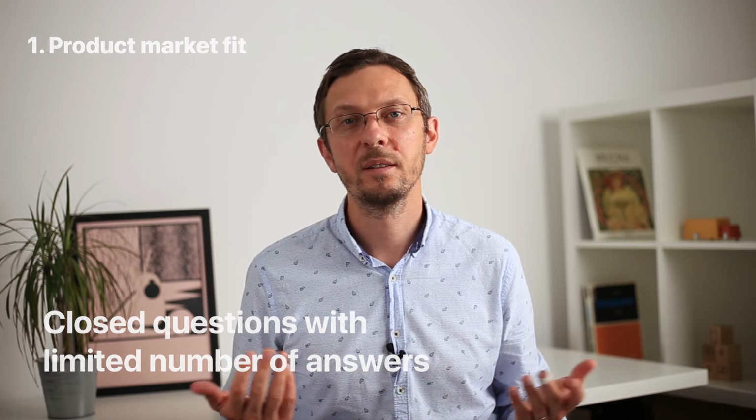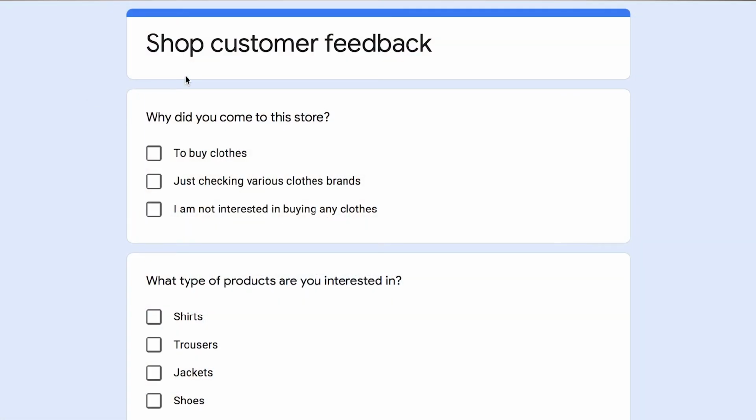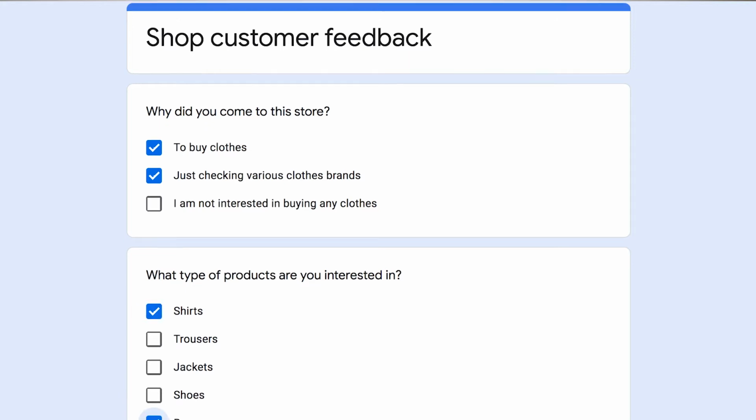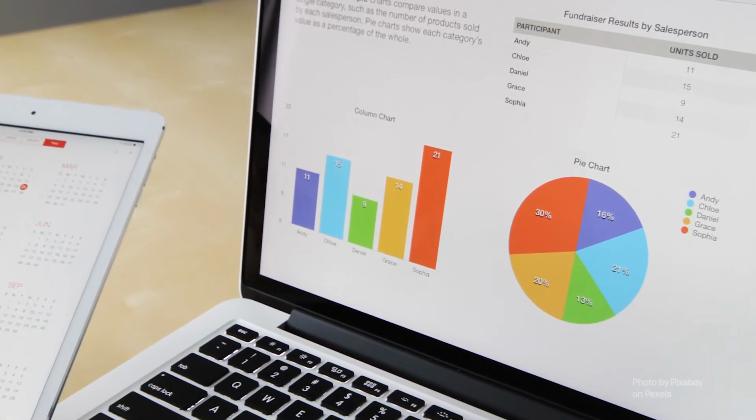The second research type is quantitative type of research, and here you get a larger set of answers, like hundreds of visitors are usually answering questions through surveys. And within those surveys, you should ask questions like, why did you come to this store? And in what type of products are you interested in? And so on. So both qualitative and quantitative research will give you a great insight into your customer motivations behind the visits of your store.